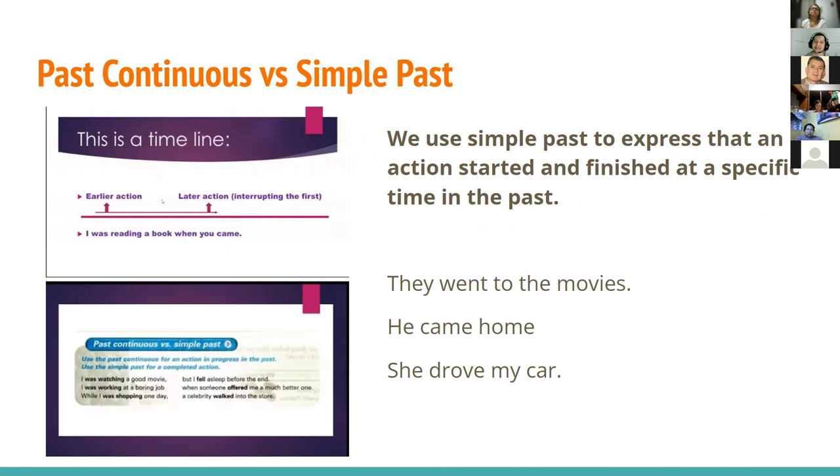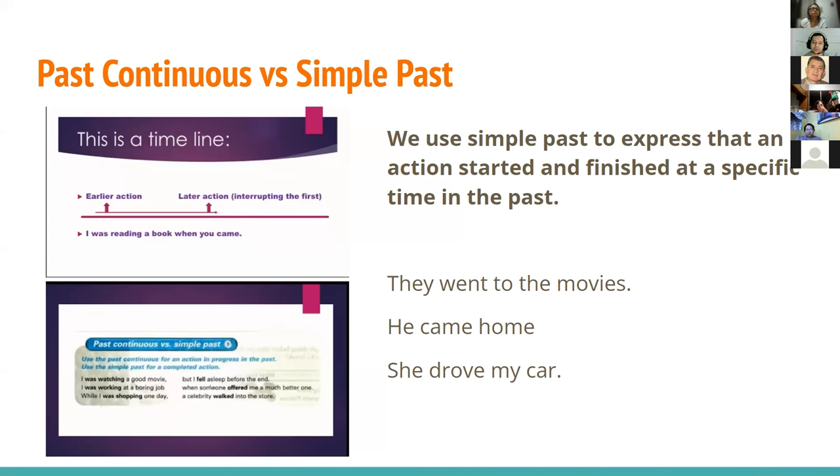It says, this is a timeline: earlier action, later action, interrupting first. I was reading a book when you came. Estaba leyendo un libro cuando viniste. Entonces, I was reading, algo que estábamos haciendo, pero pasó algo, ¿verdad? Que interrumpió. It says past continuous versus simple past. Use the past continuous for an action in progress in the past and use the simple past for a completed action. I was watching a good movie, but I fell asleep before the end. Estaba viendo una película, pero me dormí, ¿verdad? I was working at a boring job when someone offered me a much better one.